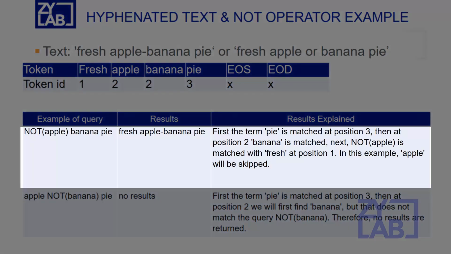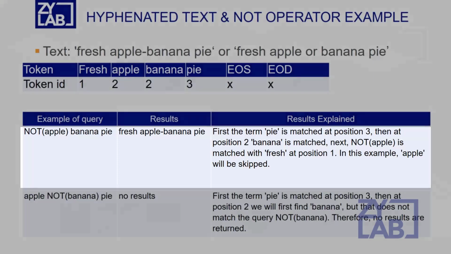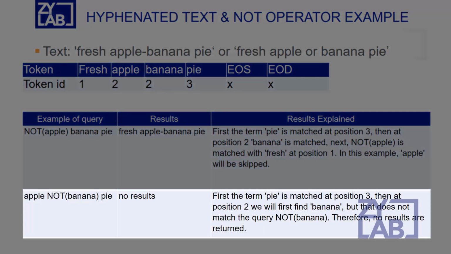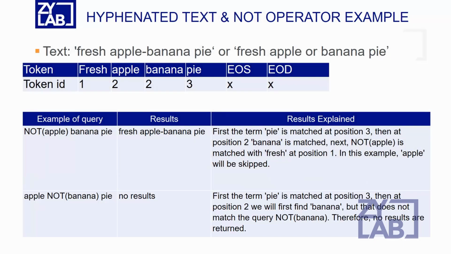In this example, first the term pie is matched at position 3, then at position 2 banana is matched. Next, not apple is matched with fresh at position 1. In this case, apple will be skipped. In the second example, the first term pie is matched at position 3, then at position 2 we will find banana, but that does not match the query not banana, therefore no results are returned.